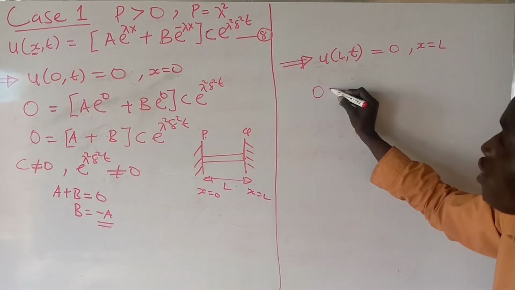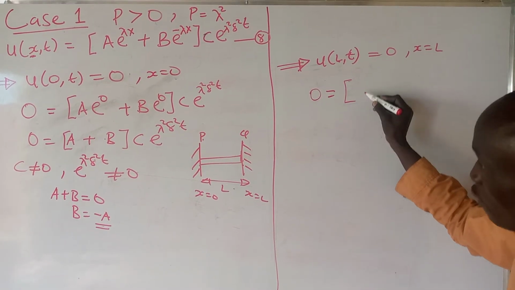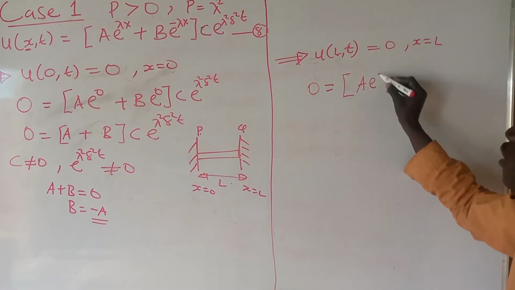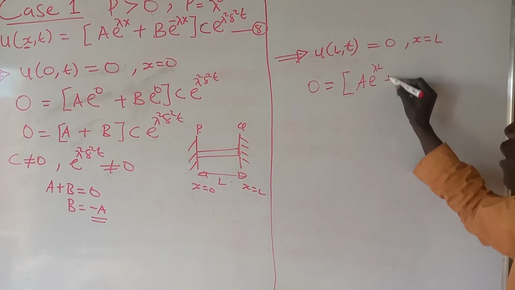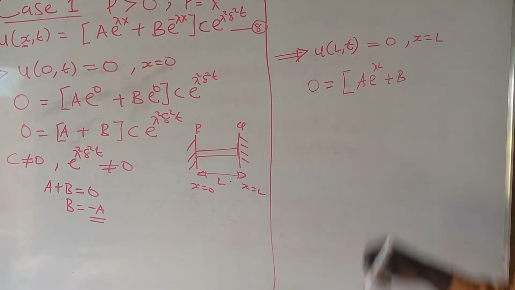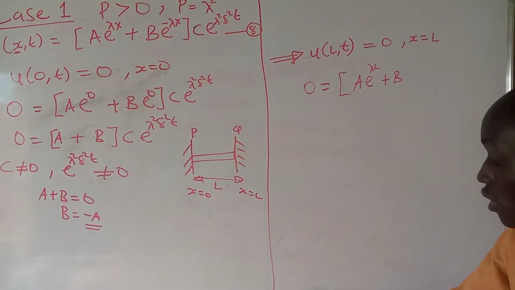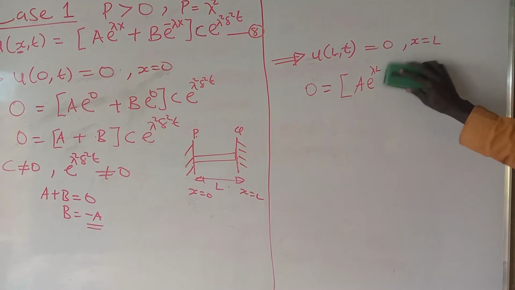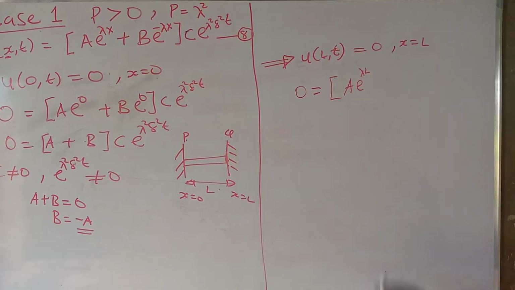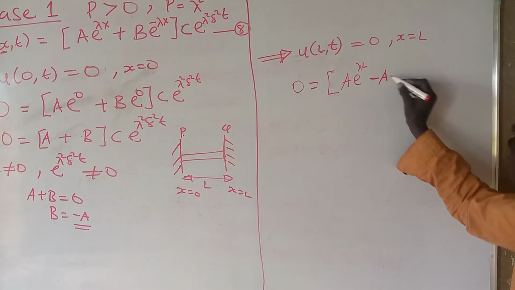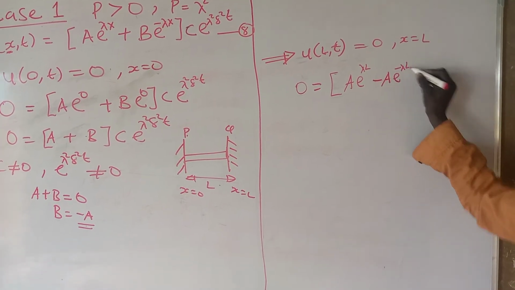So it's going to be 0, the same as, follow very well please, a e^(λL) plus b. Now our b is equal to negative a, from our previous step. So you can substitute this for our value of b. Our b is negative a e to the power negative λL.